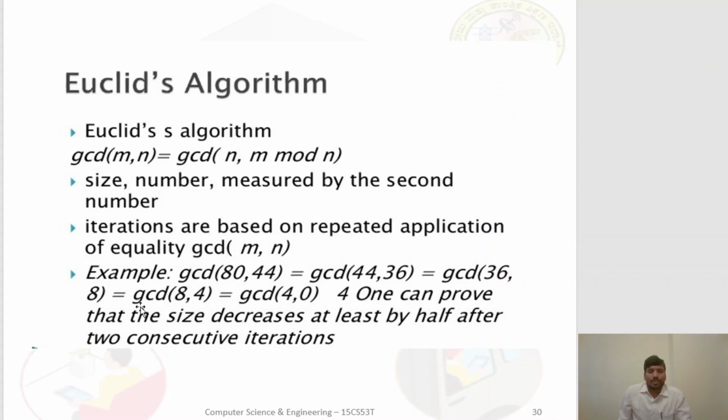Again after repeated application of this formula over 36 and 8, we will get 8 comma 4, and at last we get 4 comma 0. Once the n value becomes 0, then return the m, that is 4. One can prove that the size decreases at least by half after two consecutive iterations.